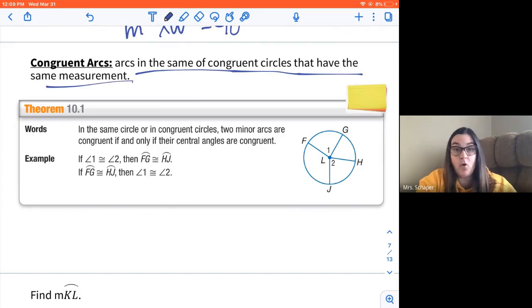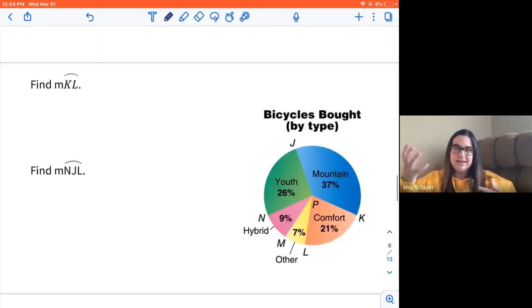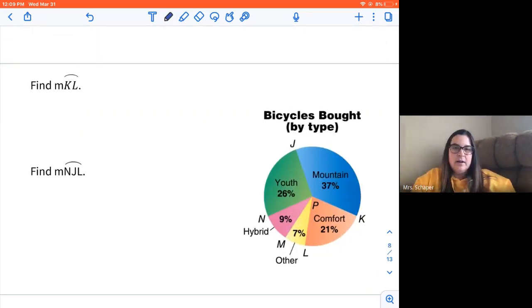Okay. They're in the same or congruent circles and they have the same measurement. So here we go. Now, how does this all play out? This is a little bit different. We turn this into a pie chart. I know you did this in 7th grade math, but again, 2 years ago, come on, we've got to refresh our memories, right? So we want to find the measure of arc KL, okay?